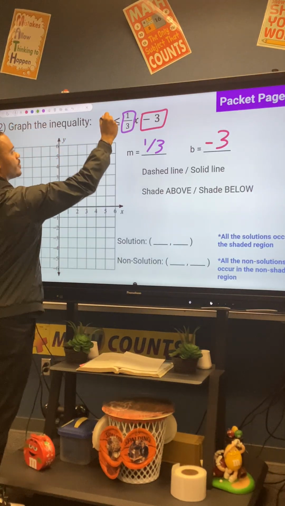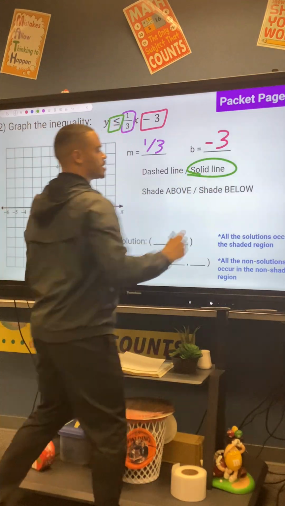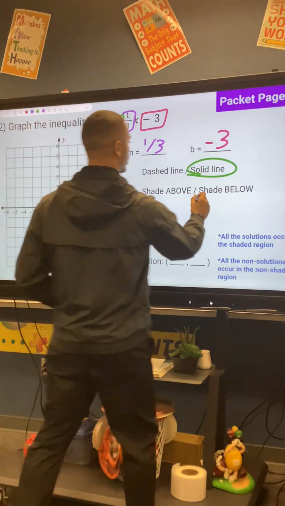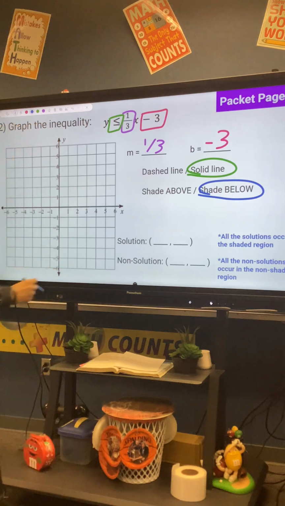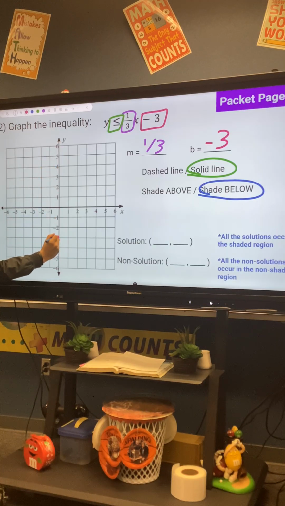Since I have an or equal to in this inequality, since y is less than or equal to, that's a solid line. And again, since y is still less than, I'm going to shade below. So when I graph, -3 is my y-intercept, so I'm going to go to 0, -3 for the point.